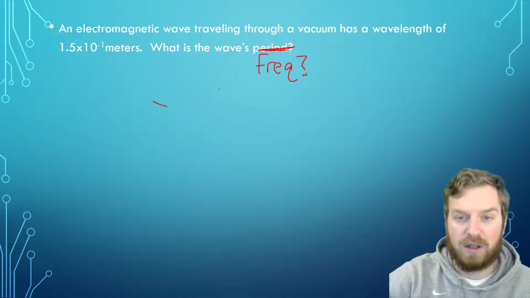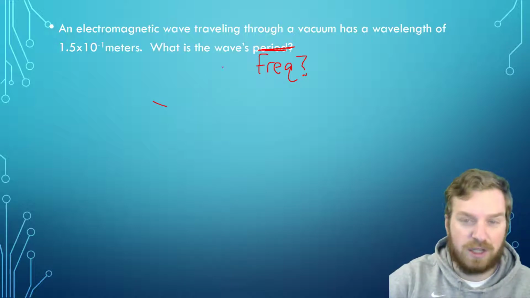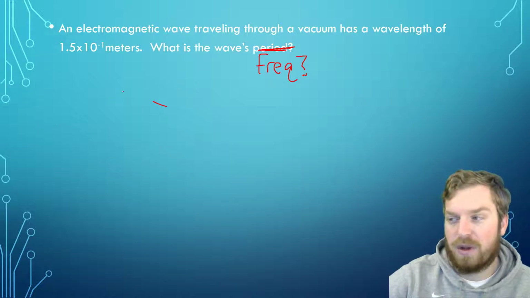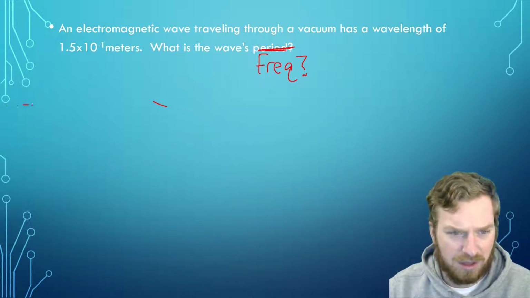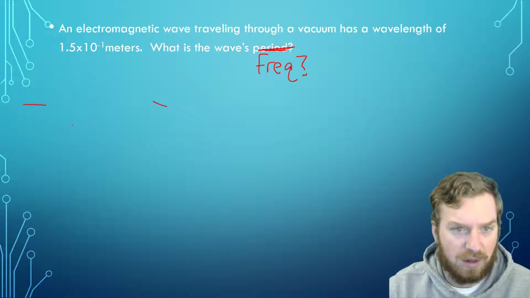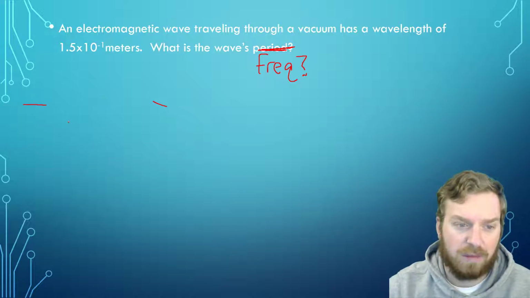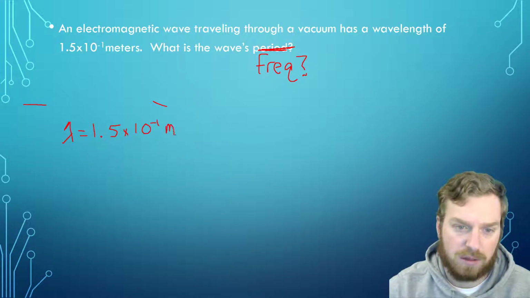So, we're going to find the frequency of the wave. I changed this before I started recording. Let's just write down what we know so far. We know that the wavelength is 1.5 times 10 to the negative 1 meters.